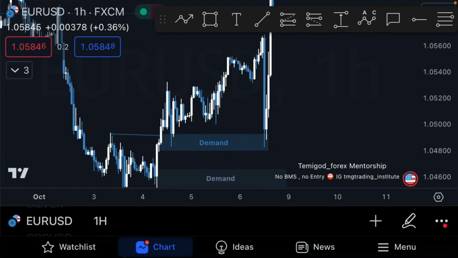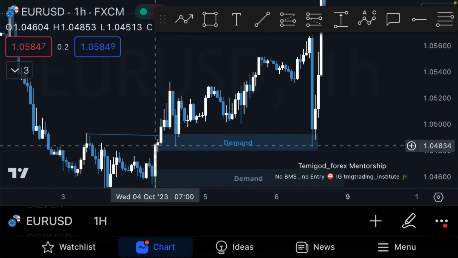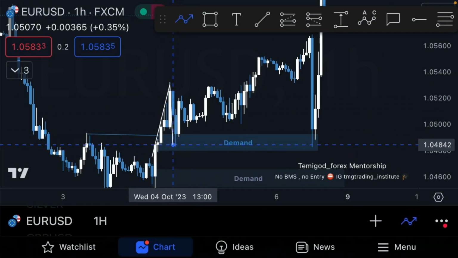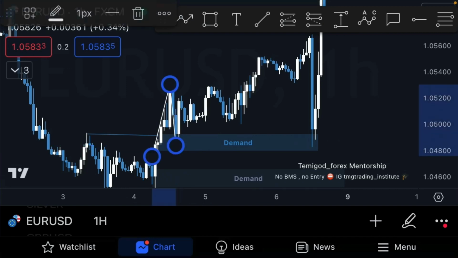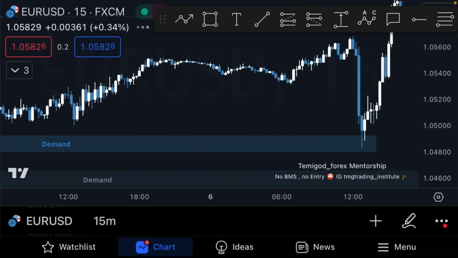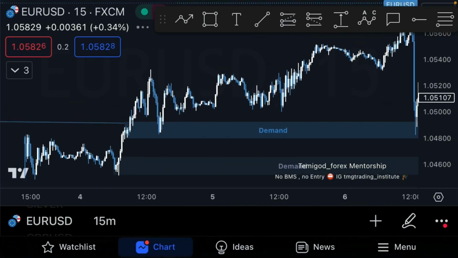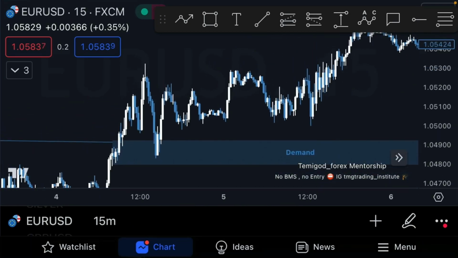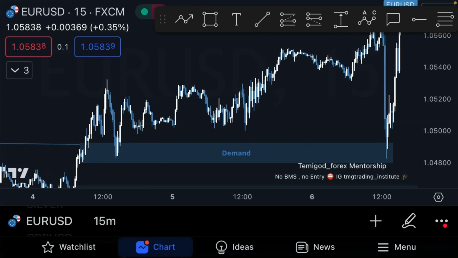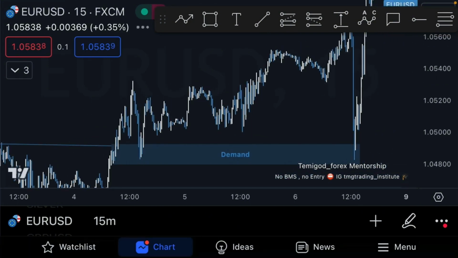You wait for prices to get to that demand zone. As you can see, prices broke this area at this range, and we waited for prices to return back to this demand zone. This was the return. Now we go into a much lower time frame, let's say the 15-minute time frame. Now this is what it looks like on the 15-minute time frame. So we wait for this.